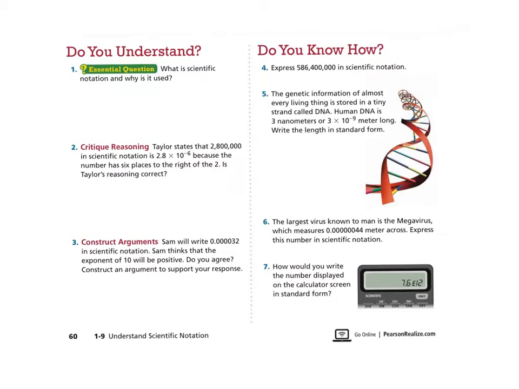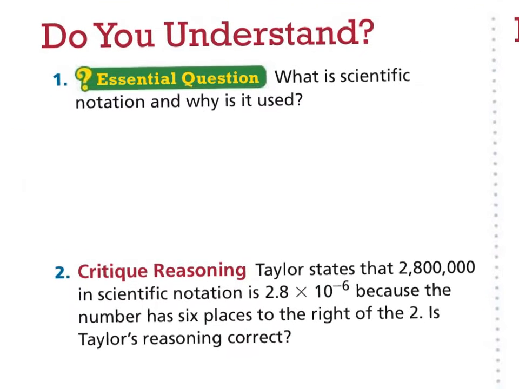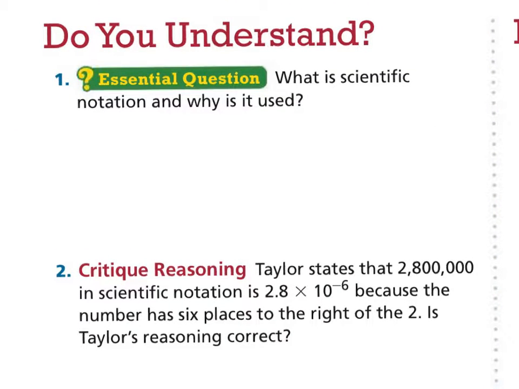So if we look at this, do you understand what scientific notation is and why it is used? We already kind of mentioned that. Again, it's a way of writing numbers in a condensed format, and it's used so we don't have to write as many zeros, and so we can more easily compare numbers to each other.